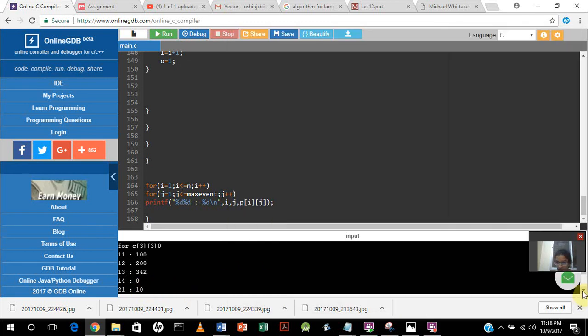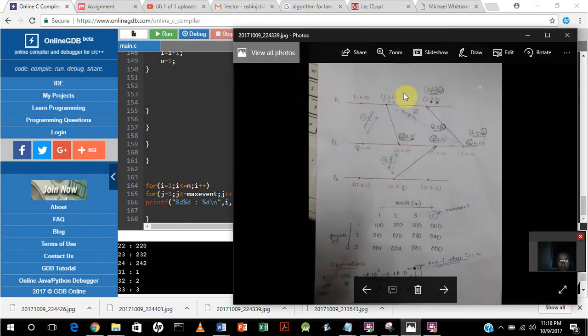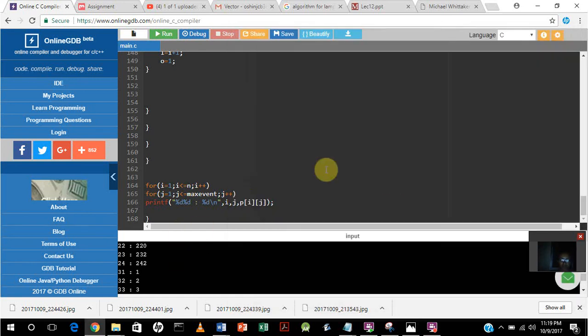And then we have E22. E22 is 220, E23 is 232, and E24 is 242. E31 is 1, E32 is 2, and E33 is 3. So that is the output that you get.